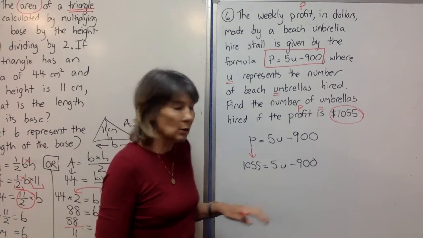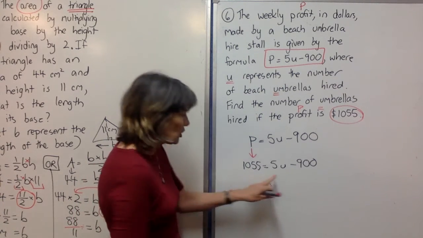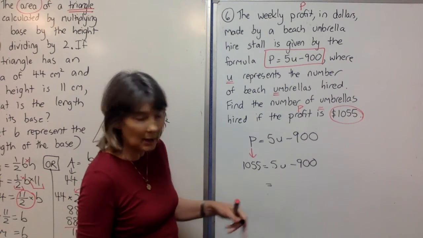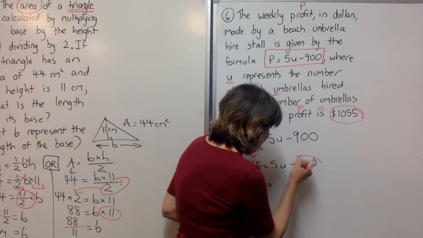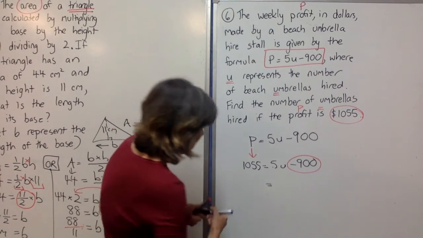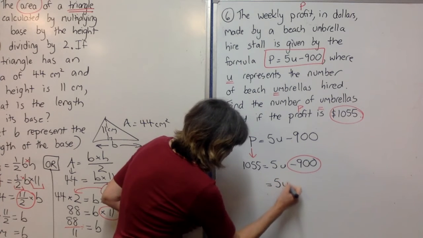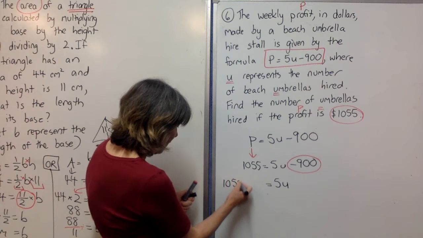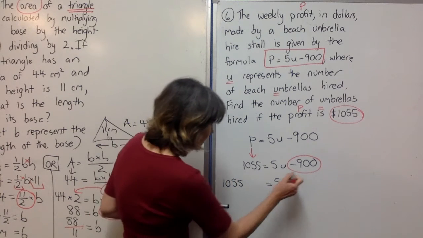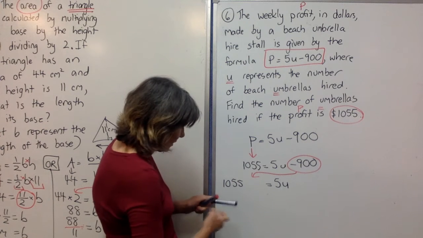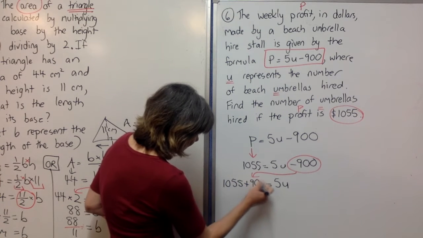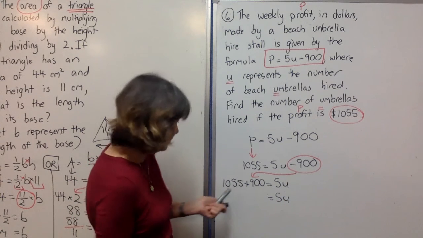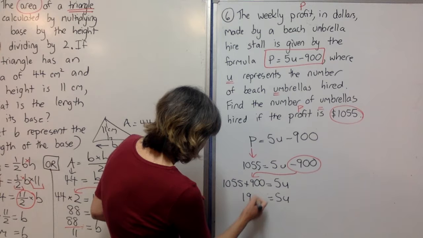Now we're just going to solve our equation. So we want to eventually get the U by itself, but we're not getting rid of the best friend here. 5 is staying. We are getting rid of the minus 900. So if we do that, we'll have 5 U's still together on the right-hand side. And over on the left, if we move the 1055 over, we're going to do the opposite of minus 900, which is plus 900. So now we go to the calculator and do 1055 plus 900. And that will give you 1,955.